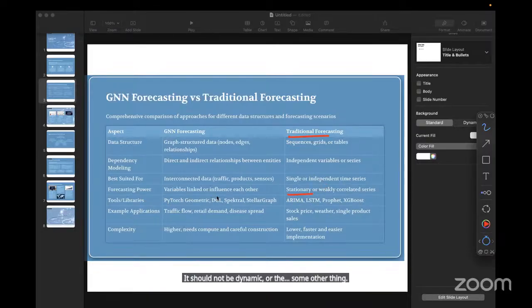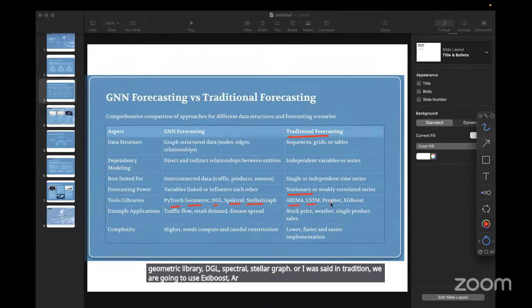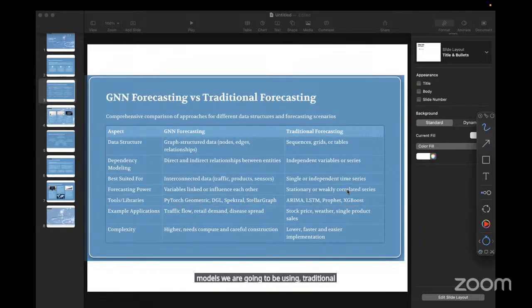Okay, what are the tools we are going to use? PyTorch Geometric Library, DGL, Spectral, StellarGraph. And as I said, in traditional forecasting we are going to use XGBoost, ARIMA, LSTM, Prophet, those models.